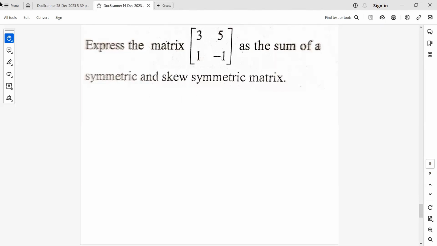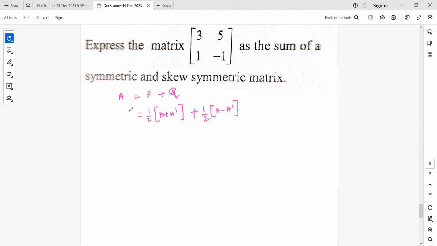So first we will discuss the formula and then solve this example. The formula is: the matrix A we need to write in the form of P plus Q, where P is 1/2 (A plus A dash), and Q is 1/2 (A minus A dash). Okay, so this is the formula.